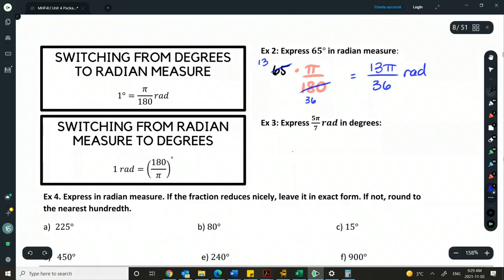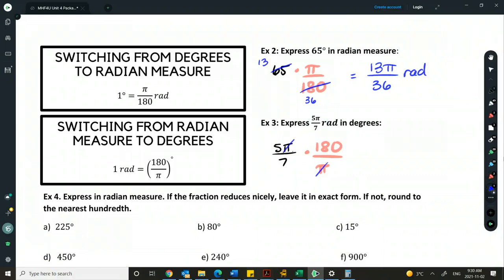Okay, and then of course the opposite here, if I have 5 pi over 7, I will multiply by the inverse of what I just did, so 180 over pi. And usually what you'll see happen is if the initial radian value has a pi in it, the pi's will cancel. And then I'm just going to multiply 5 times 180 and divide by 7. And then I should have my degree value.